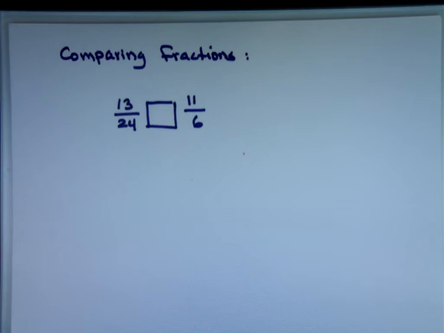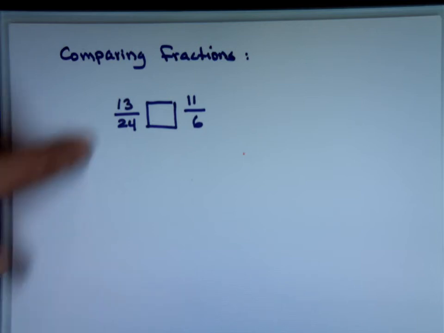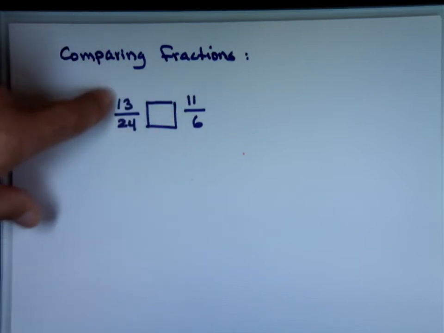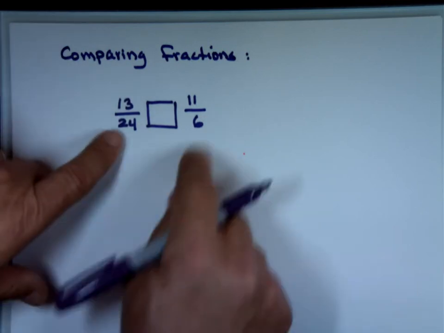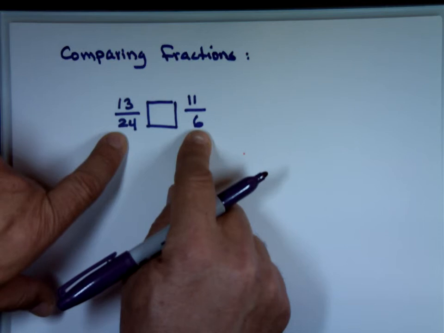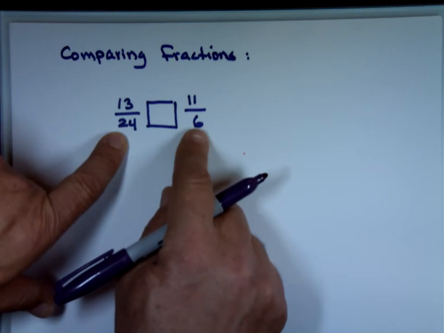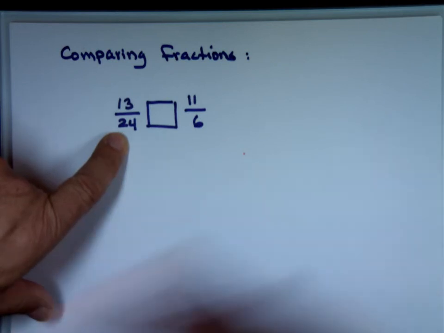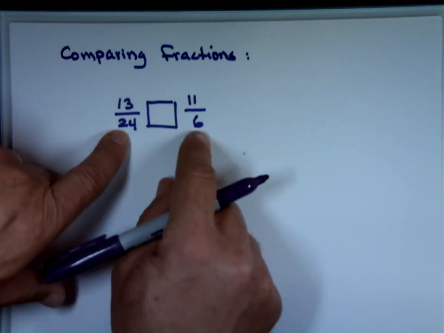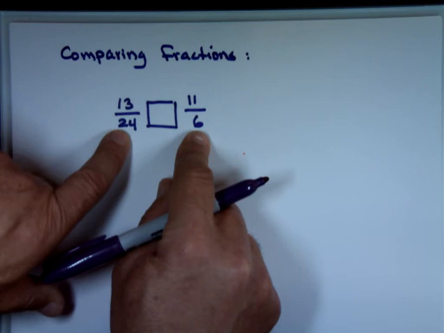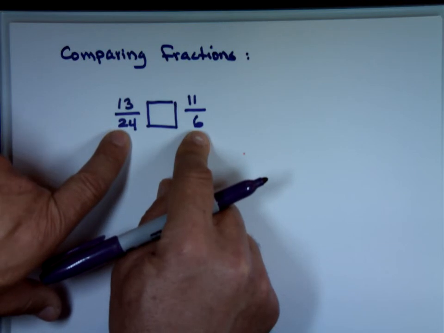Well, you can't say, well, 13 is bigger than 11, that means this one is bigger than that one. Because they have different numbers in the bottom. If the numbers in the bottom were the same, then you're right. I could look at the top and see which one is bigger, and that will tell me the correct answer. But the numbers in the bottom are different. Is there a way I can make these numbers the same? How?